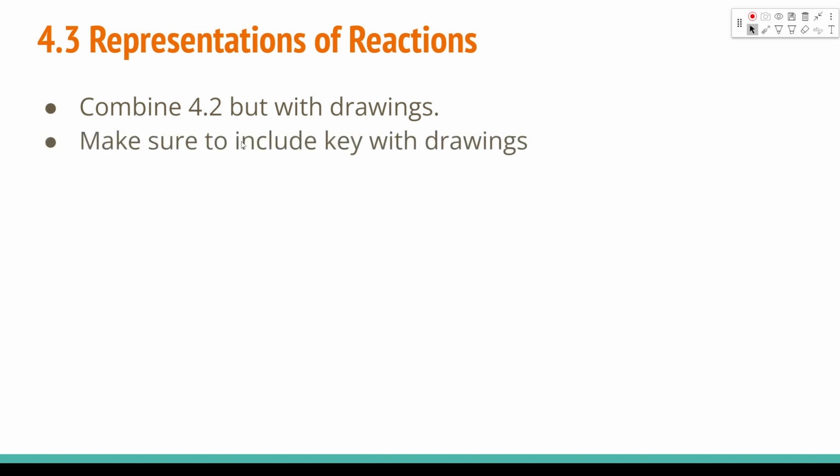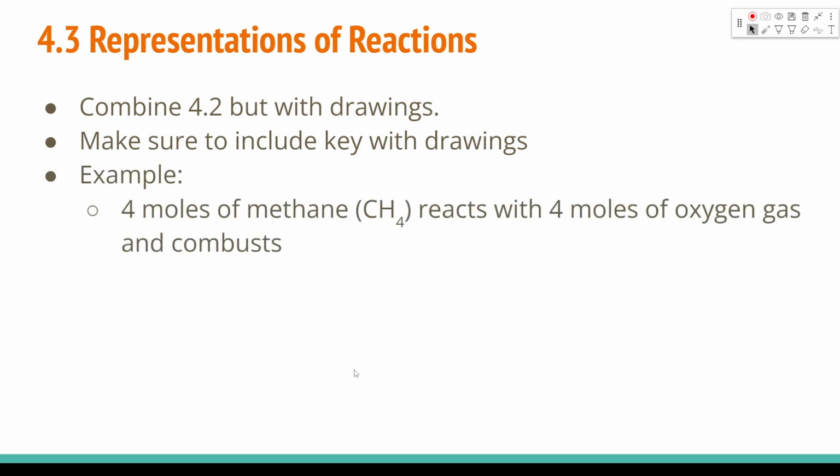And so when you're drawing, make sure to have keys to stuff. So if you're drawing something and you're using different shapes, make sure to show a key on what things are. And so here's my example I'm going to do. So here's 4 moles of methane, it's going to react with 4 moles of oxygen, and it's combusting. So what I want you to do first is write the balanced chemical equation.